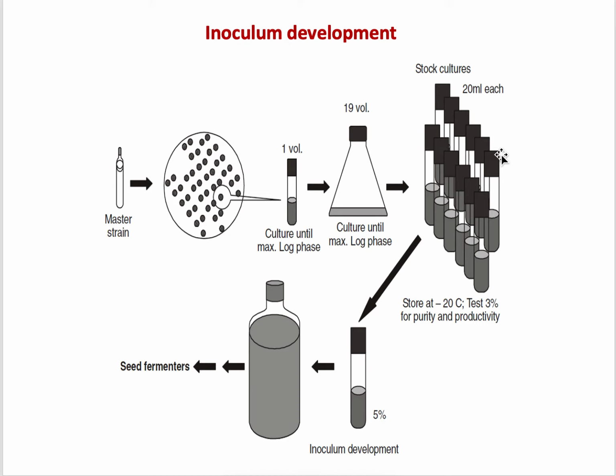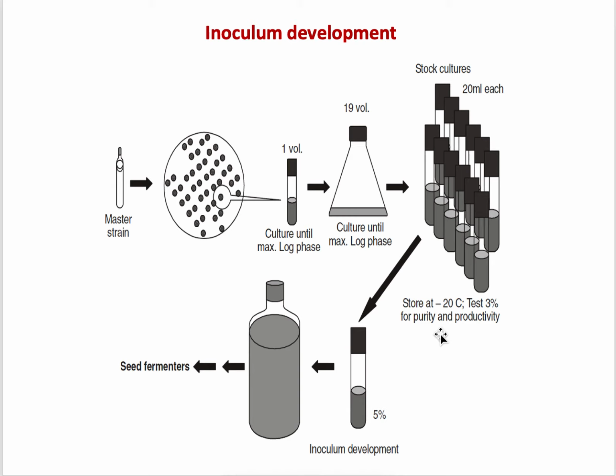Okay, the next step: once you have the stock culture, the inoculum development process begins from it. First you have to take out one of your stock cultures and culture it in liquid media. Usually we do this in a flask, because the volume is low. Your stock culture is only 20 ml, a very low amount. So first you need to culture it in a larger volume, like 1 liter or 2 liters.